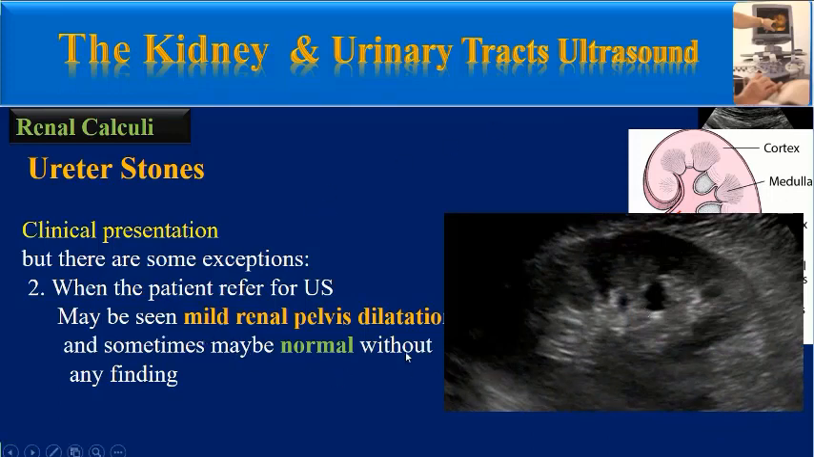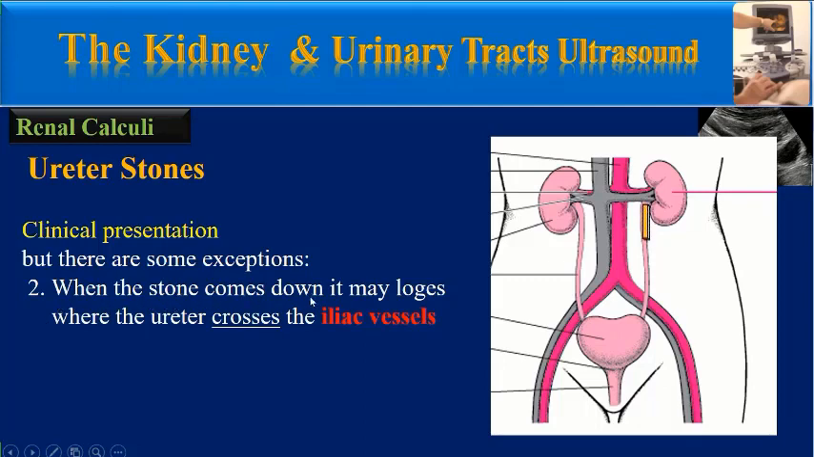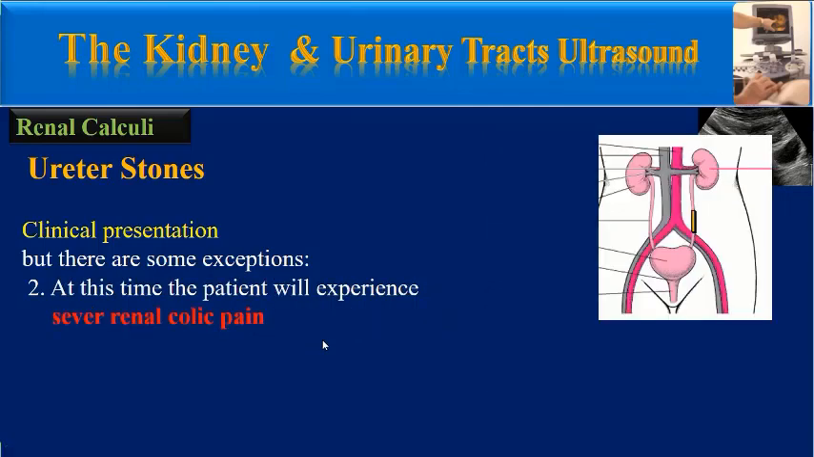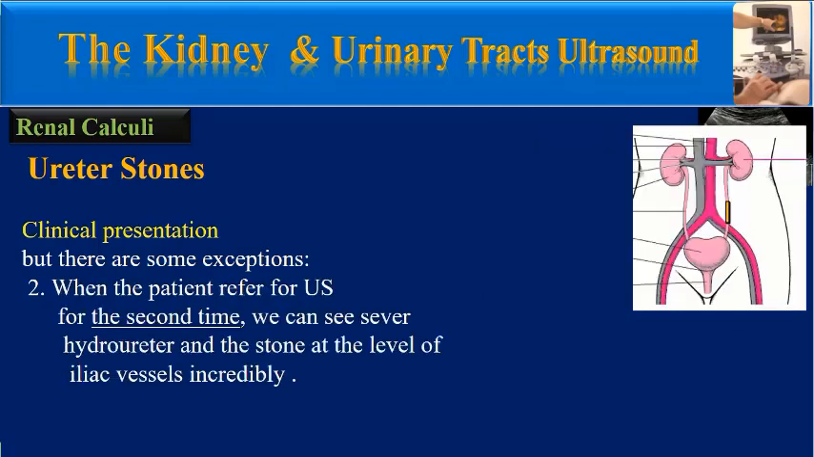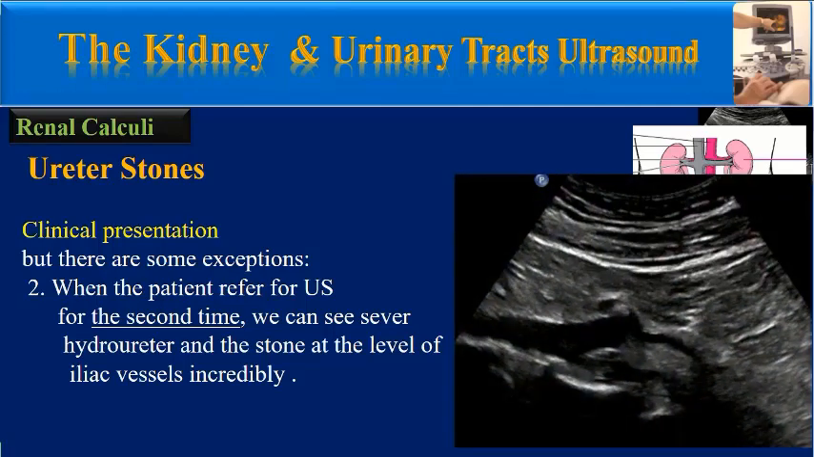finding, like this patient. When the stone comes down, it may lodge where the ureter crosses the iliac vessels. At this time, the patient will experience severe renal colic pain. When the patient is referred for ultrasound for the second time, we can see severe hydroureter and the stone at the level of the iliac vessel. This is hydroureter, this is the stone, and this is the iliac vessels.